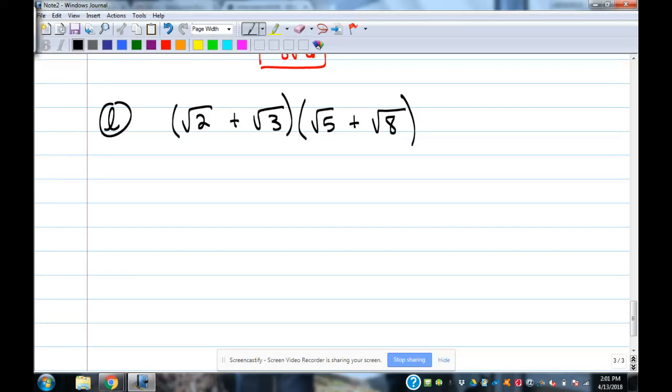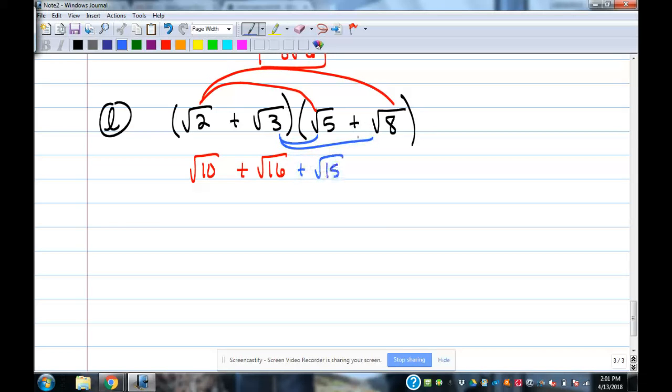Absolutely. Good job. So we're going to distribute radical 2 to both of those, radical 5 and radical 8. So radical 2 times 5, radical 2 times 8. Radical 2 times radical 5 would be radical 10, plus radical 16. Good job. And then we're going to distribute the radical 3 to each other. So that'd be radical 15, radical 24. 8 times 3 is 24.